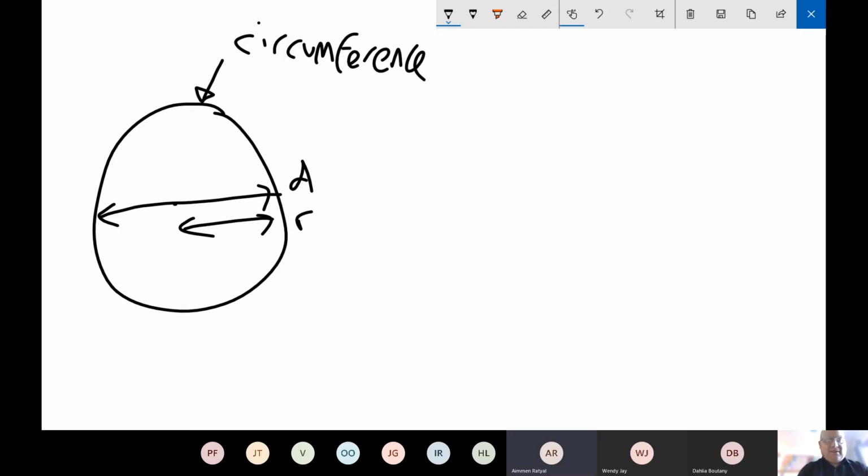Circumference, diameter, and radius from Ian. My handwriting is not the best. Perfect. My handwriting is not the best usually, but writing on here it's even worse.